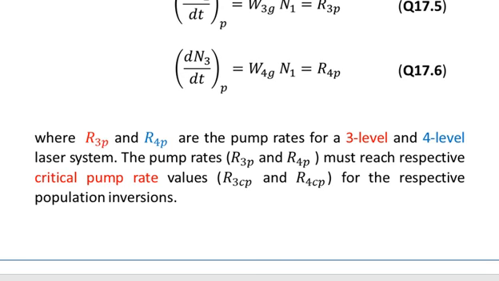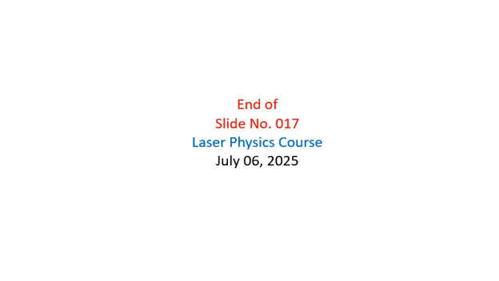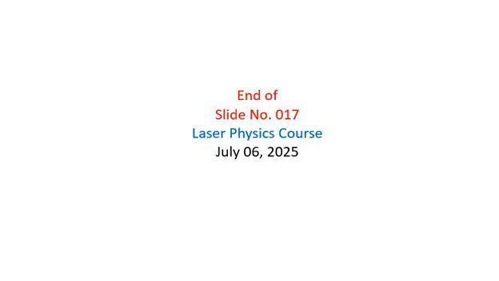The pump rates, which are R3P and R4P, must reach respective critical pump rate values, which are R3CP and R4CP, for the respective population inversions. So this is the end of slide number 17.